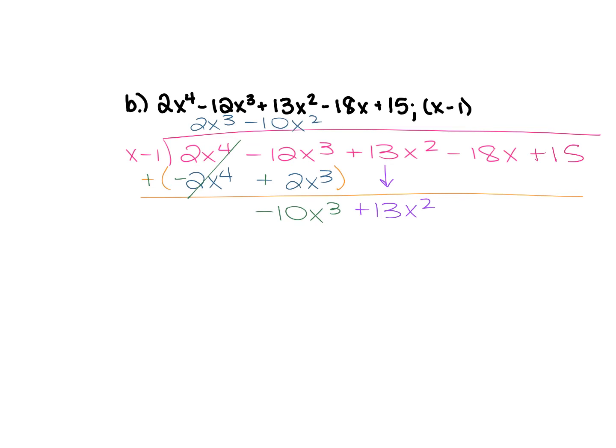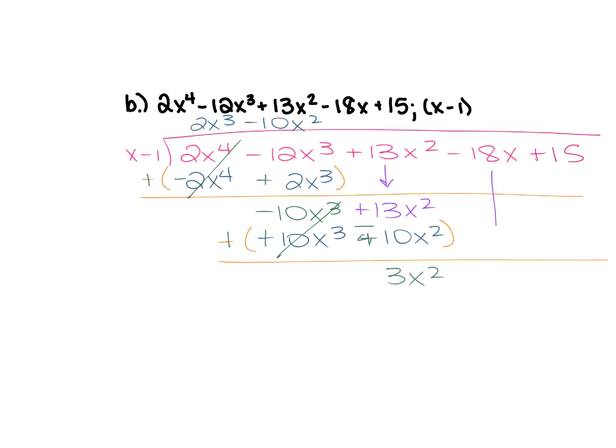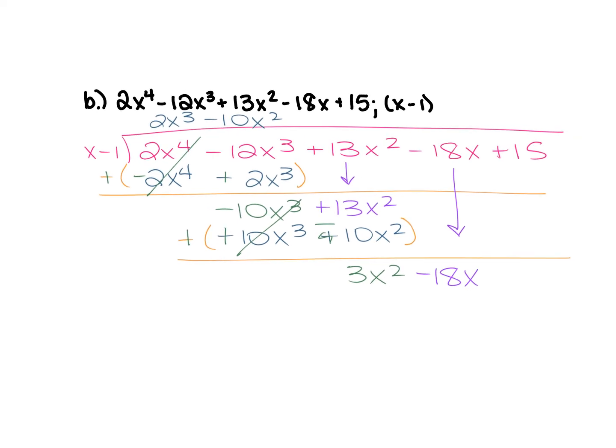So we multiply that by the x minus 1. We get negative 10x cubed plus 10x squared. Subtract these. Distribute your negative, change your signs, add the opposites. Your 10x cubes cancel. The 13x squared minus 10x squared gives us 3x squared. We need two terms to work with, so we drop down that negative 18x. And we ask ourselves, x times what is 3x squared? That's positive 3x.